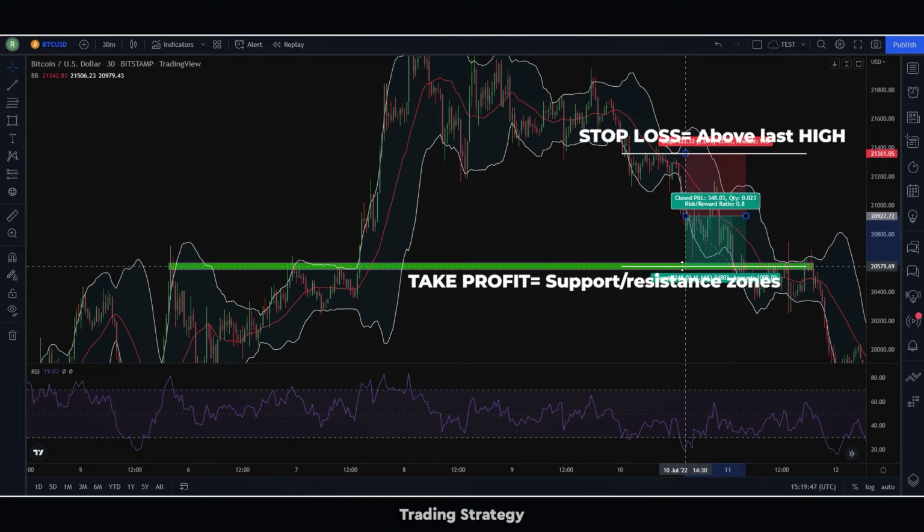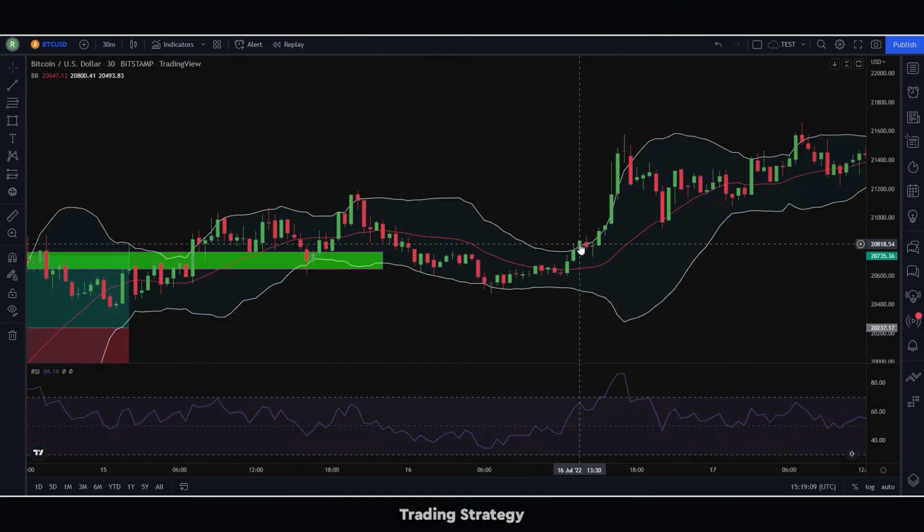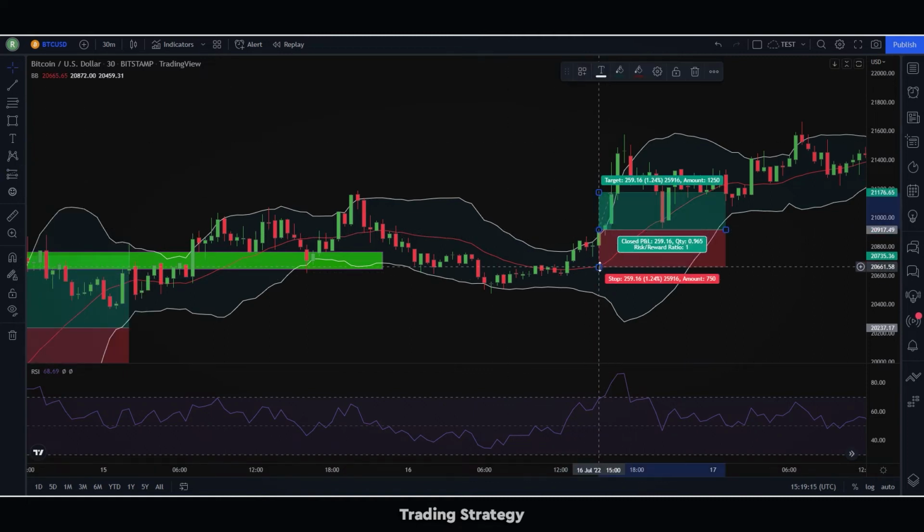It is advisable that before making operations, 2 or 3 candles appear outside the Bollinger Bands to confirm a movement. Let's look at some examples to make it clearer.